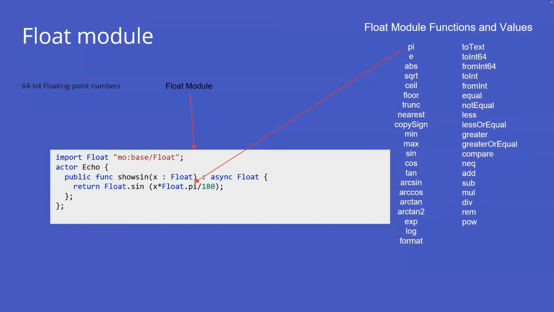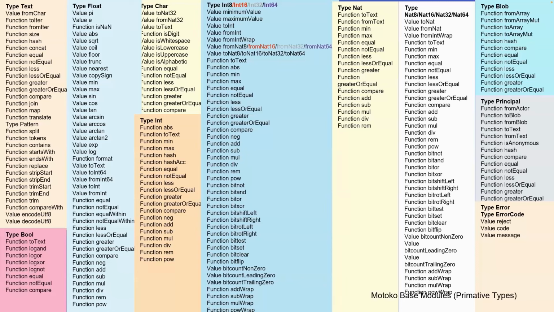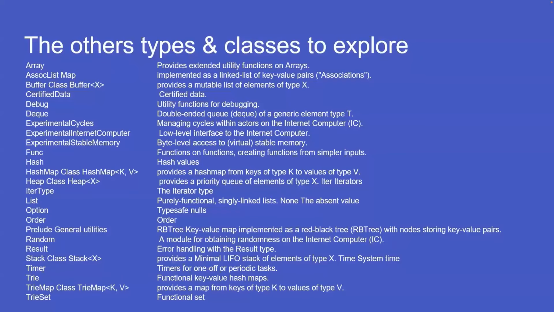So I happen to pick Float as an example. All types have corresponding modules with functions, and some also have values. And take a peek at all these functions for the primitive types. There's a lot of them. The primitive types are just the beginning. Motoko builds upon those types to provide more complex types and functions found in corresponding modules. So these types will be the subject of other videos, but array, hashmap, buffer, and iter type are heavily used.